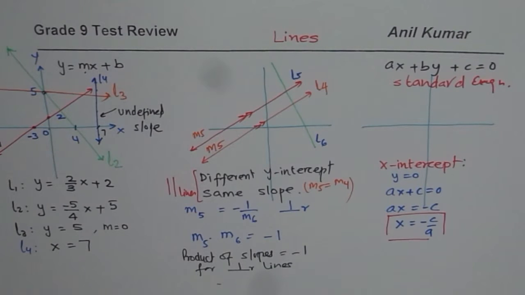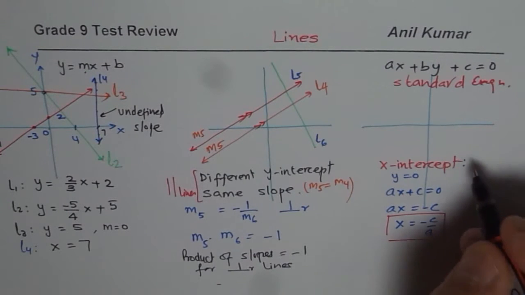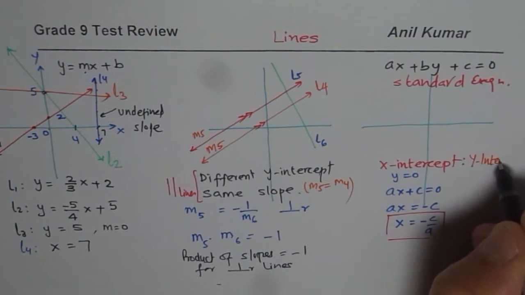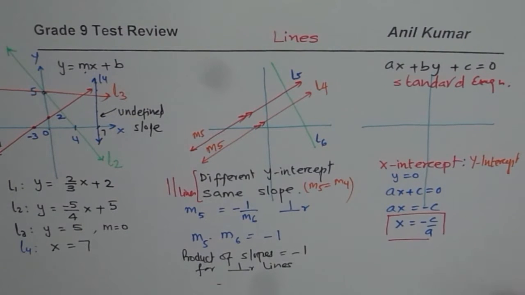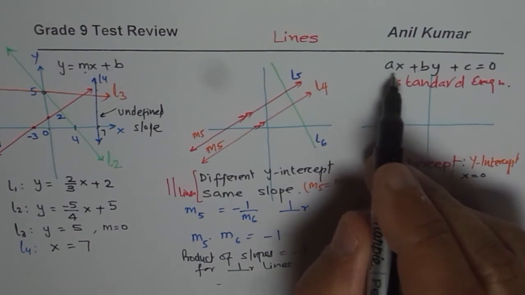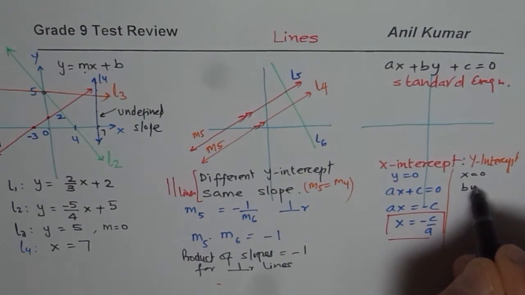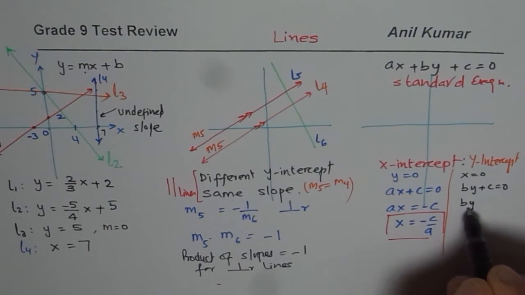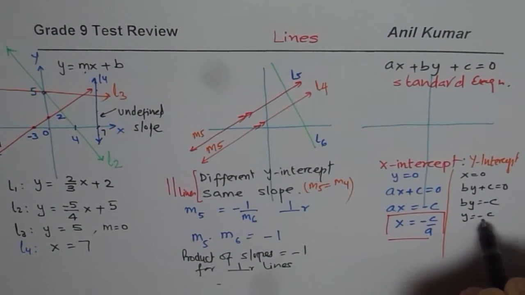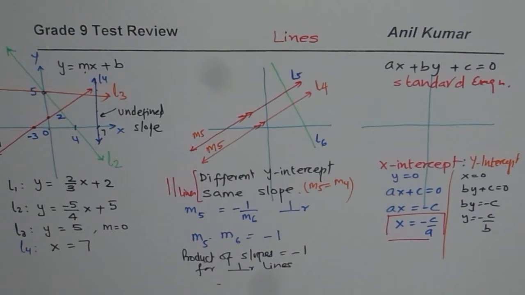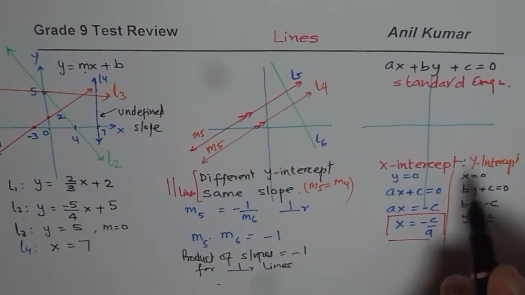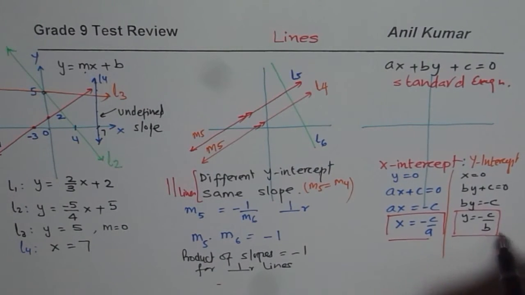How about y-intercept? Do I have a similar formula for y-intercept? Okay, let's figure it out. So we say y-intercept. Y-intercept really means that x is equal to 0, correct? For y-intercept, x has to be 0. So we'll write x equals 0 in our standard form of equation. X equals 0 means ax will be 0. So I get the equation as by plus c equals 0, by equals minus c, y is equal to minus c over b. So that is the general equation for y-intercept. Do you see that? So that is how we can find it.